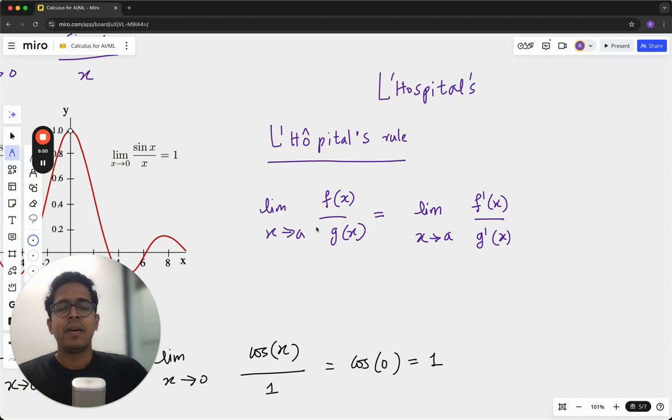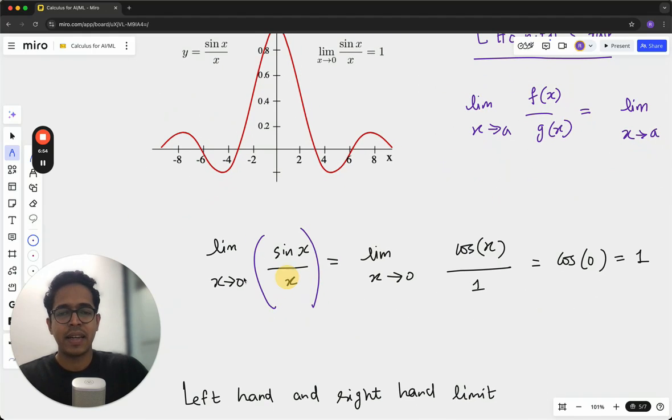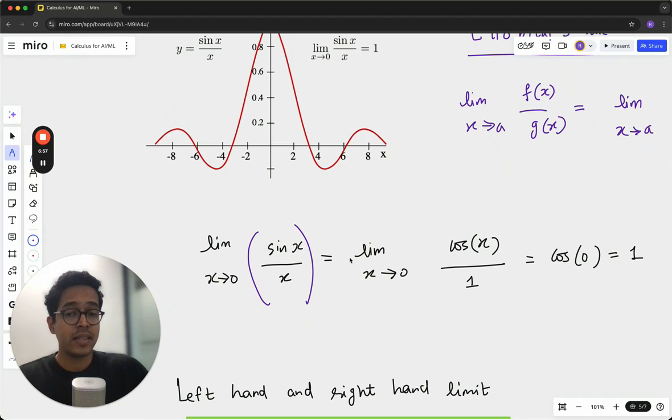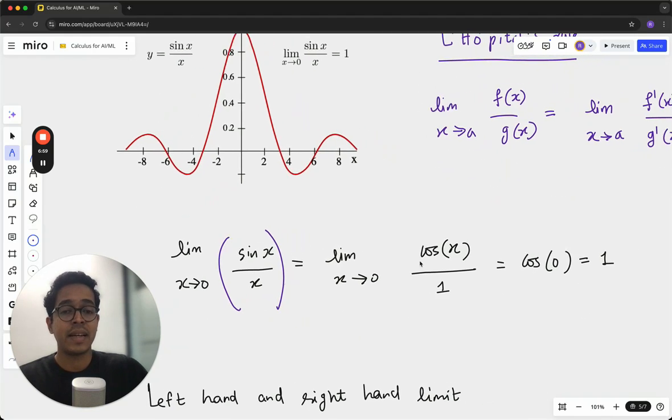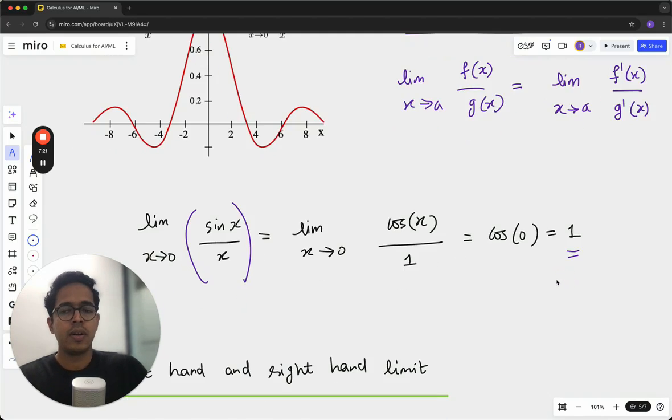Basically, what this means in the particular context of the function sin x by x is that limit x tends to 0 of sin x by x can also be written as limit x tends to 0 of the derivative of sin x, which is cos x, divided by the derivative of x. If you are not familiar with that, don't worry. No need to memorize this or anything. d by dx of sin x is cos x, and the derivative of x with respect to x itself is 1. So when you substitute x equal to 0, you get cosine of 0, which is 1. So this is L'Hopital's rule.